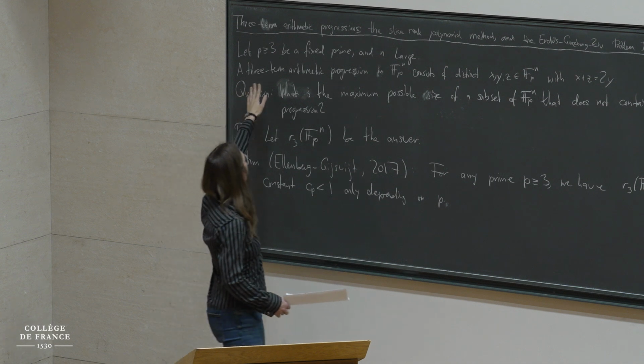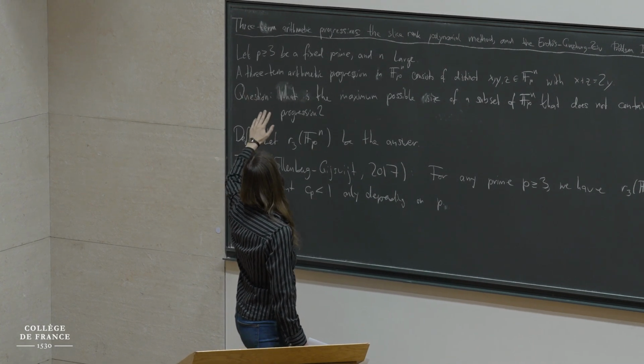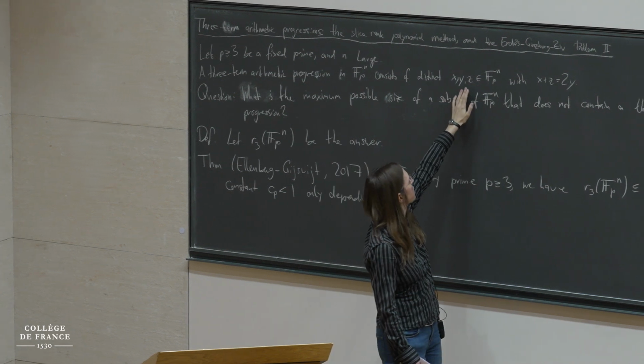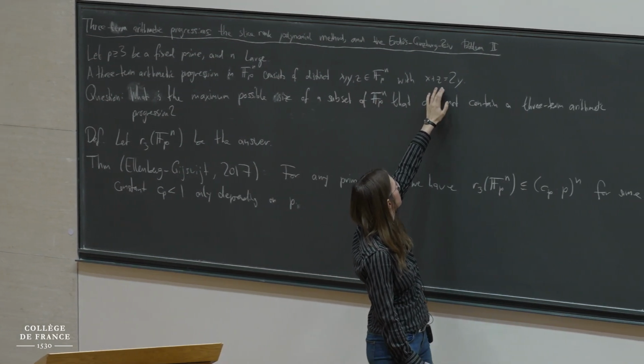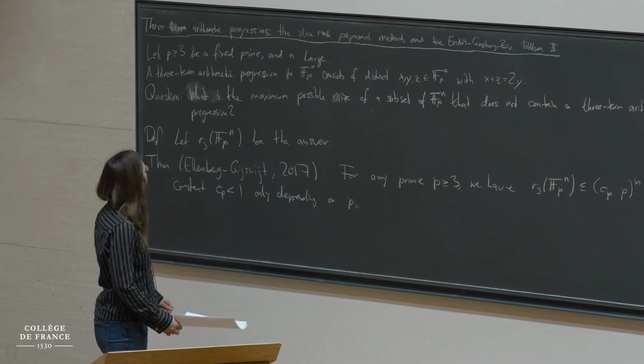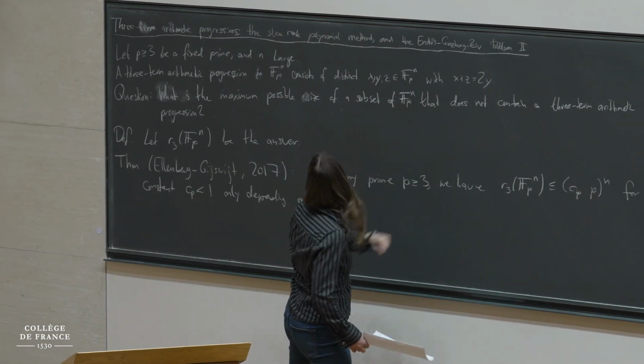And so we discussed last week that a three-term arithmetic progression in F_p^n consists of 3 distinct vectors x, y, z, so that x plus z equals 2y, so y is exactly in the middle of x and z. So they satisfy this equation.